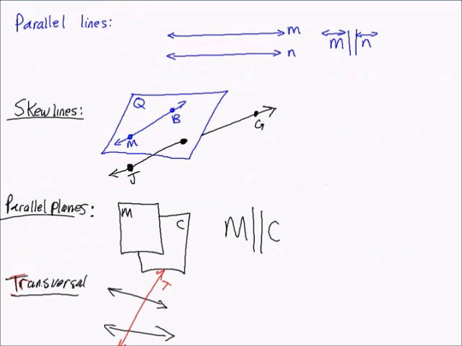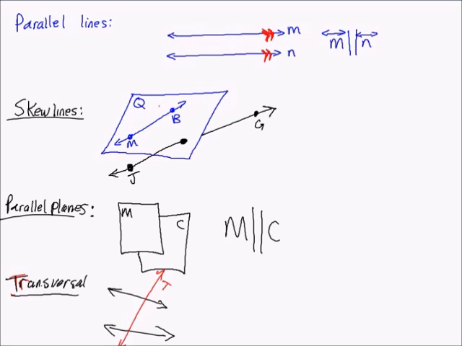So I know we wrote the words down. Let's get the pictures. Parallel lines, and I want to point this out. When you have two sets of arrows on lines like this, these mean parallel. So these red arrows, when I have a set of two arrows on two lines, that means parallel.